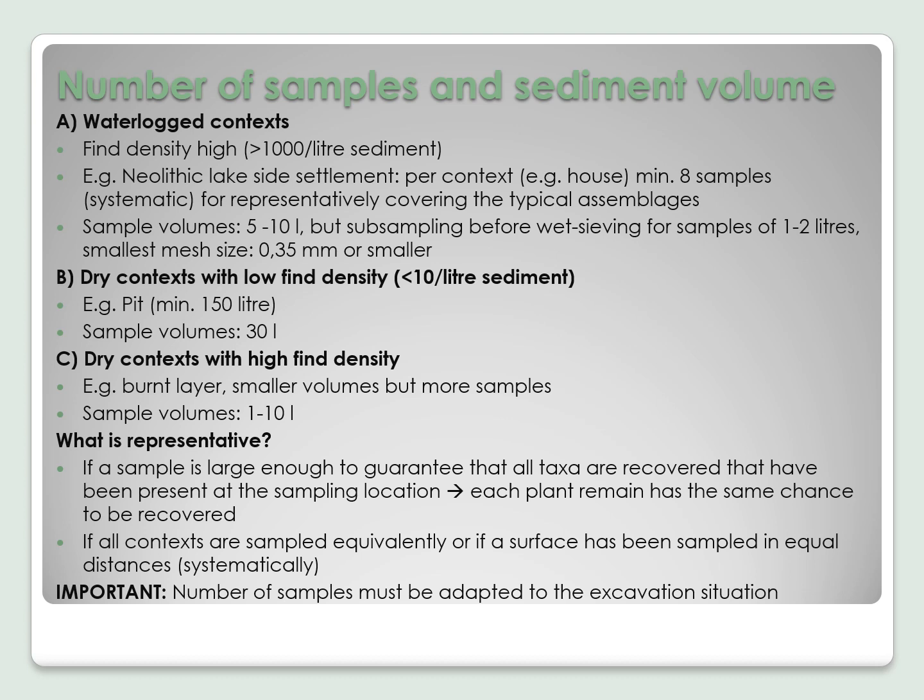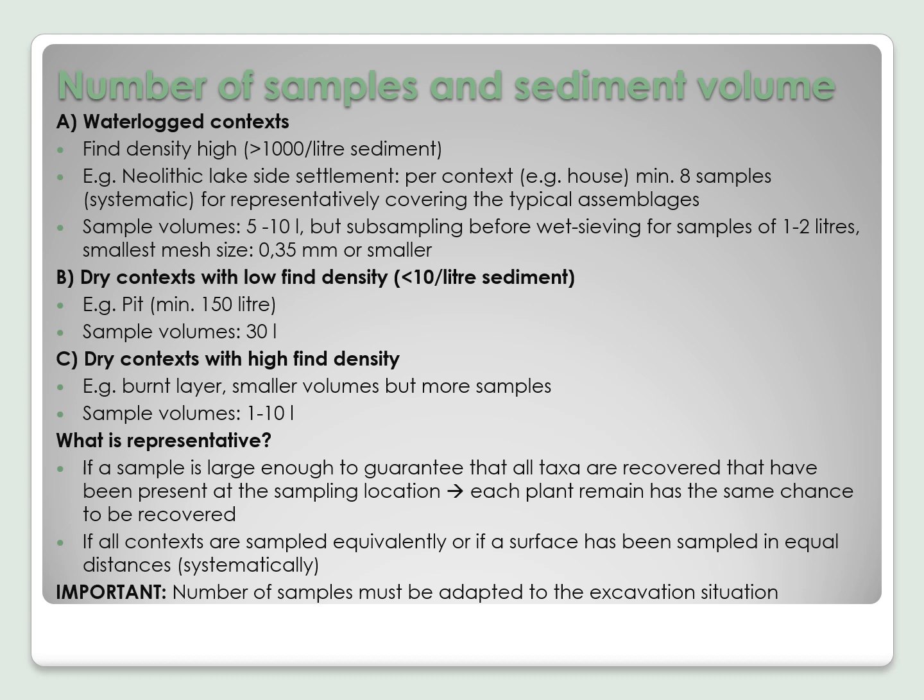liters before wet sieving. Dry contexts usually contain much fewer plant remains, so less than 10 seeds per liter of sediment. Sample volumes should therefore be larger, and typical standards are 10 to 30 liters of sediment. If dry contexts have high find densities, as for example a burned storage facility, smaller volumes can be taken, but if the context is extensive in size, more samples covering different areas need to be taken.